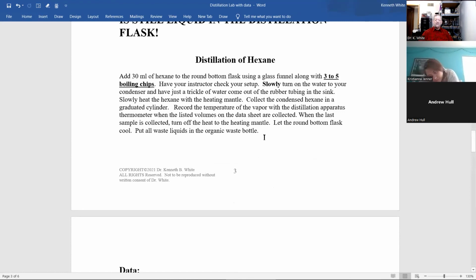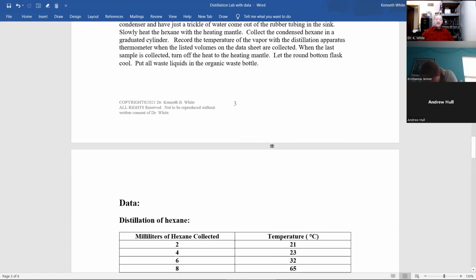What you'll do is collect the condensed hexane in a graduated cylinder, and every so many milliliters you measure the temperature. Now, we're not going to do that. And then when you're done, turn off the heat. There's a lab jack underneath that you can lower so it's safe, and you clean it up.